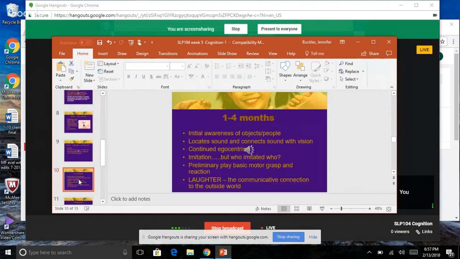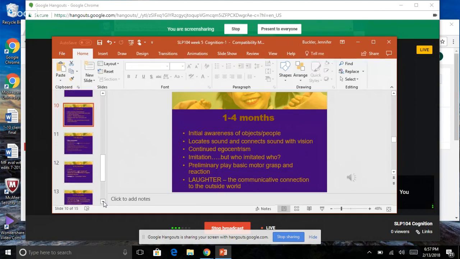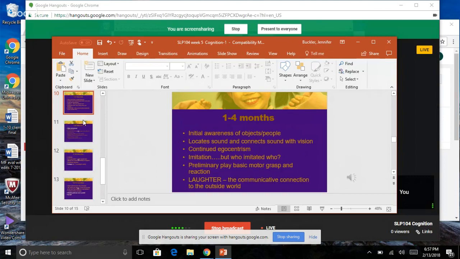From 1 to 4 months old, remember what I said when we started, is all of these age ranges are extremely general, and every child develops individually, and what's true for one child is not necessarily true for another. These are generalities. But from 1 to 4 months, we start to see them, they are aware. They're aware of people and objects in their environment. They'll turn to sound. They continue to be extremely self-centered little beings. They will imitate. They laugh, they smile, which is that beginning of communication with the outside world. Now imagine a baby that doesn't laugh and doesn't smile and doesn't recognize objects or people. Can you see how the communication breakdown can already start to occur?